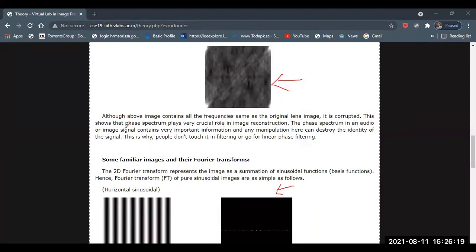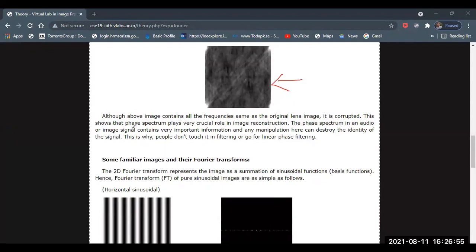This shows that the phase spectrum plays a very crucial role in image reconstruction. So we can conclude that for reconstructing images, the phase angle plays a very vital role. If you ignore the phase angle, you may not get the original spectrum, or we can say we cannot get the original reconstructed image. So we cannot ignore that part.